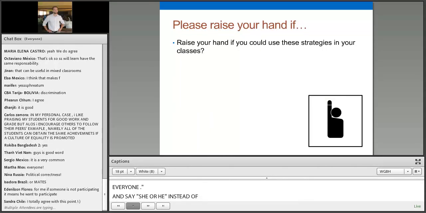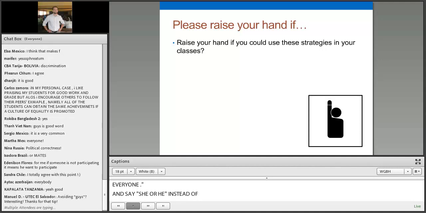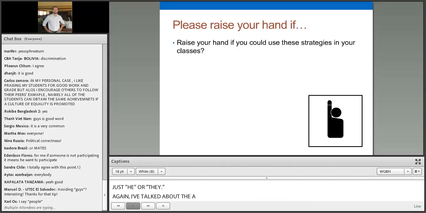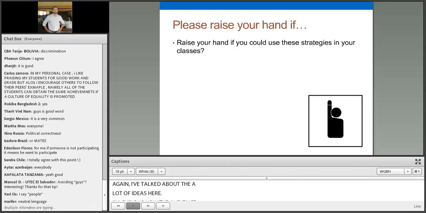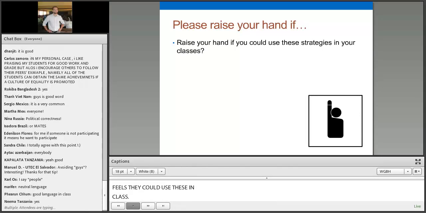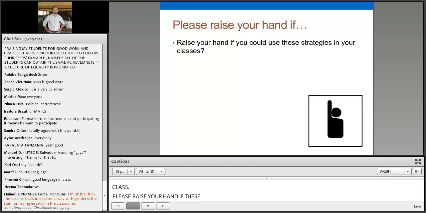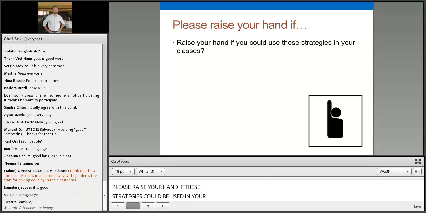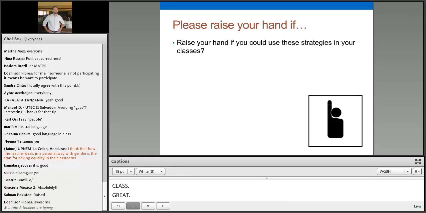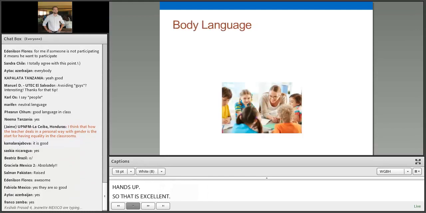Okay, again, I've talked about a lot of ideas right here, and I'm curious how, as the audience feels, they could use these in class. Please raise your hand if these strategies could be used in your class. Great, it looks like we're getting lots of hands up, so that is excellent. I'm excited to see that and know that this is helpful for all of you.